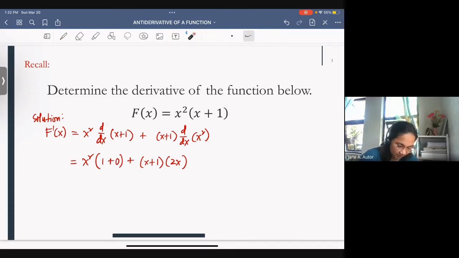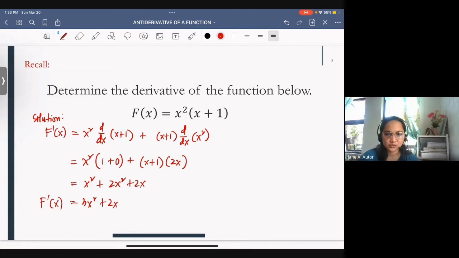We have x squared times 1 is equal to x squared. So we'll have x squared plus, we'll multiply 2x by x and then 2x by 1, which is equal to 2x squared plus 2x. And x squared plus 2x squared, that is equal to 3x squared plus 2x. So f prime of x is equal to 3x squared plus 2x.